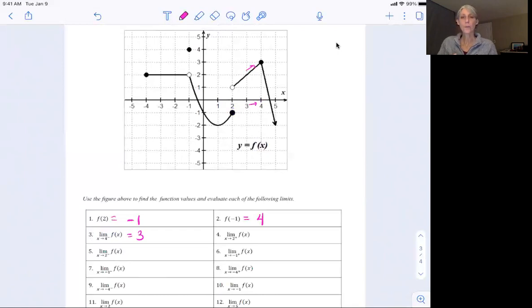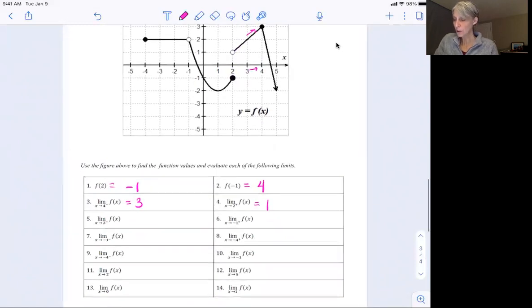The limit as x approaches 2 from the right. Again, I'm going to go to my x-axis. As I plug in x values that get close to 2 from the right, my y values are getting closer to 1. I don't care that there's an open circle there. It just means if I plug in a number just a tiny bit bigger, my y value is going to be close to 1.